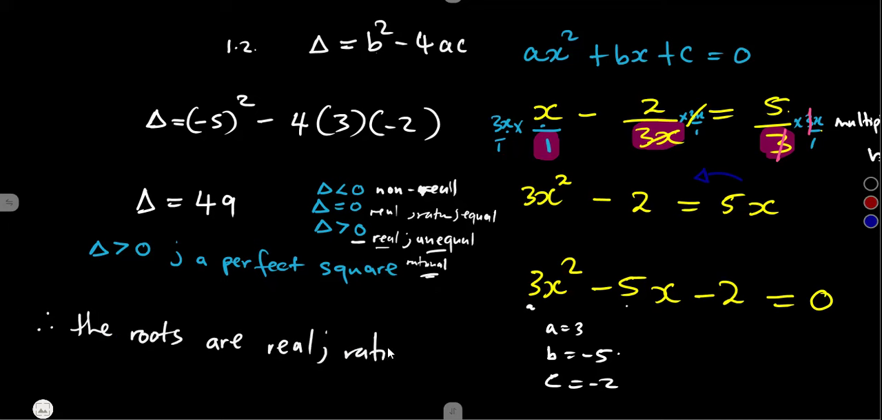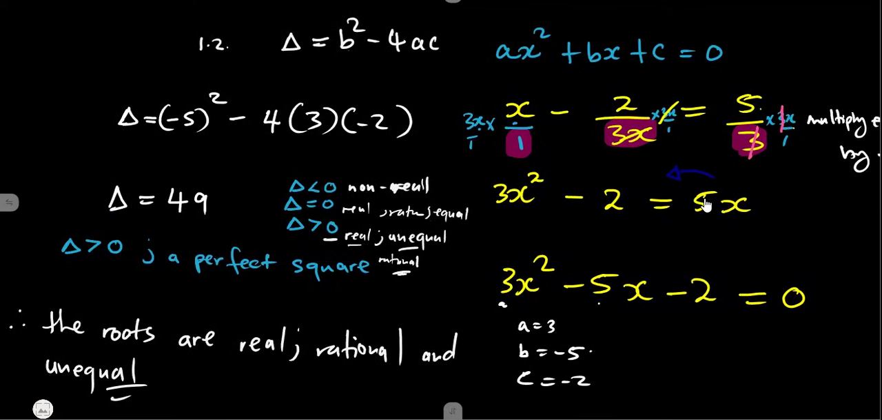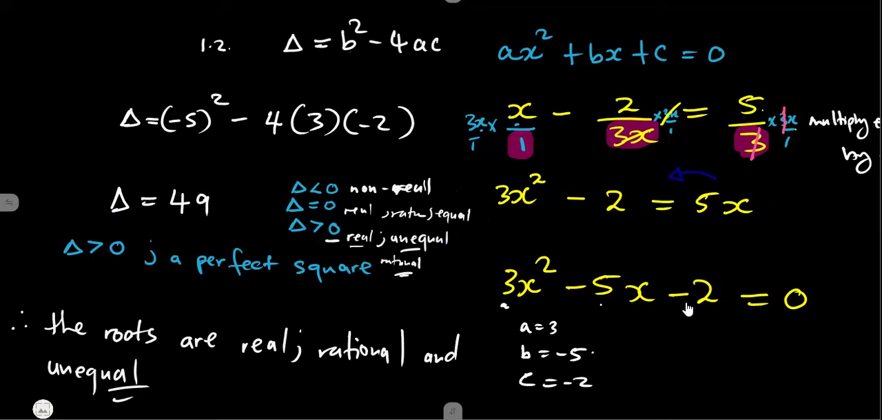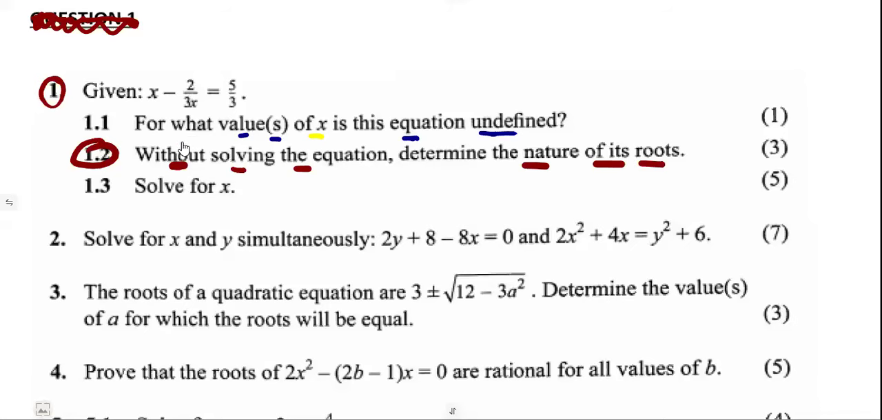Then we're going to consider rational and unequal. Remember the unequal part. The only equal is when it is equal to 0. That's when they are equal. Non-real is less than 0. So this was the consideration of our question. You're going to have your quadratic equation the way you're used to, but you're supposed to have it under the discriminant way, not to solve it. The question is saying without.